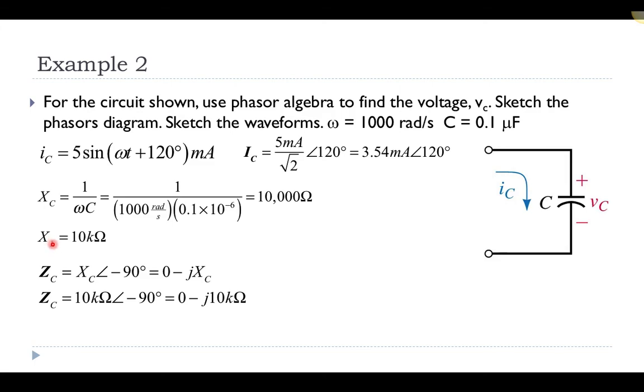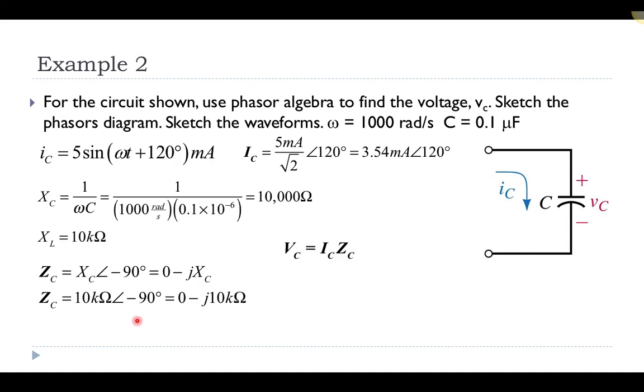Once I know what the capacitive reactance is, I can determine the impedance for that capacitor, and it's just the capacitive reactance with a phase angle of -90. So I would take my 10 kiloohms and put that with a phase angle of -90. So my capacitive impedance is a negative imaginary part of 10 kiloohms.